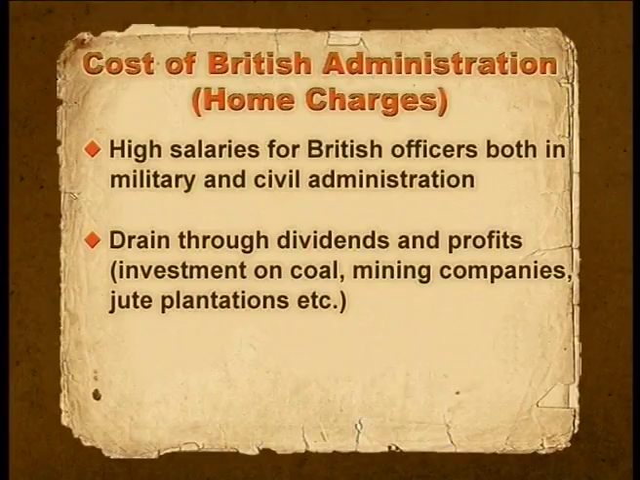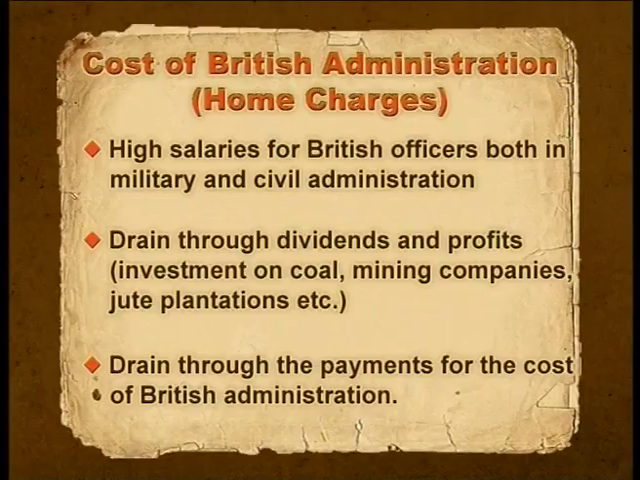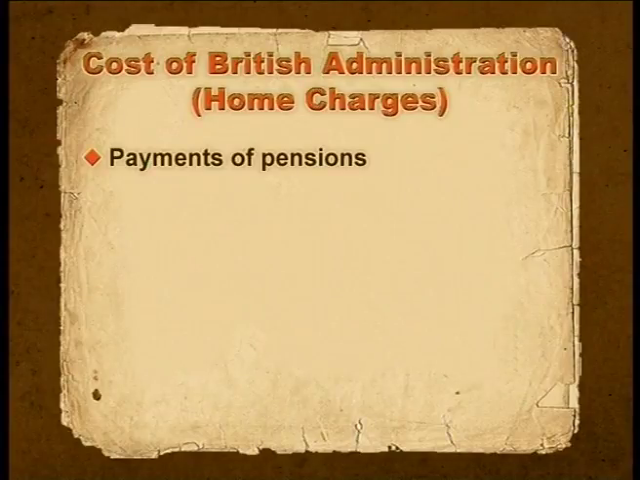And the economy was drained through dividends and profits, because earlier I said they made investments in different types like coal, plantations and mining companies. So all the dividends and profits were also remitted back to the British Empire. They were also drained through the payments for the cost of British administration, and for those who retired from their service while working here, their pensions also were remitted back to their home country.